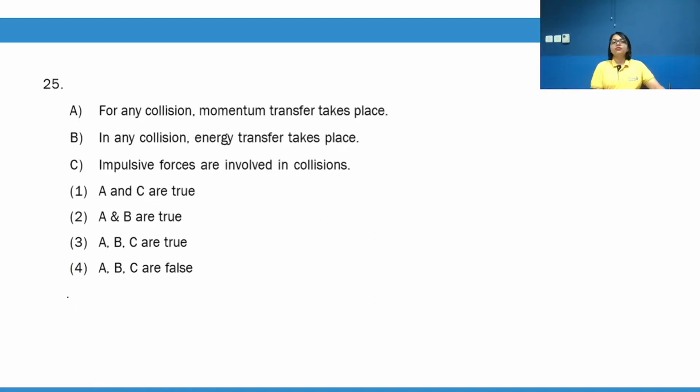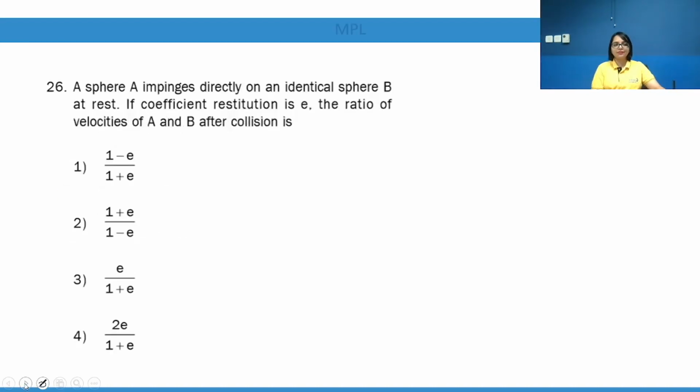Question number 25. For any collision, momentum transfer takes place. In any collision, energy transfer takes place. Impulsive forces are involved in collision. So yes, impulsive forces are involved in the collision, and for any collision, momentum transfer takes place. We can't comment about the energy, but yes, options A and C are true. So the correct answer is option 1.